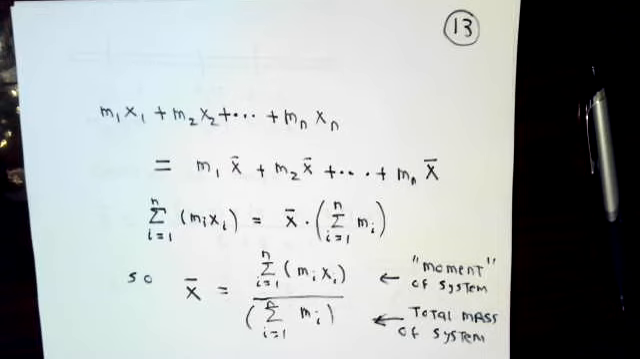The x bar that you're trying to find is a fraction. Upstairs, it's the sum of all masses times coordinates. On the bottom, it's just the sum of all the masses. For obvious reasons, we call the bottom of the fraction the total mass of the system. And upstairs, people have given that sum of masses times coordinates. They call that the moment of the system.